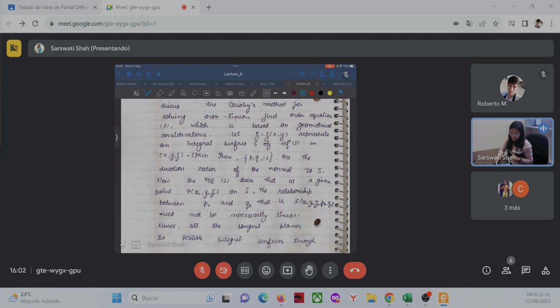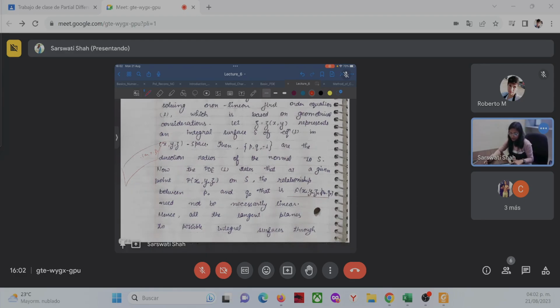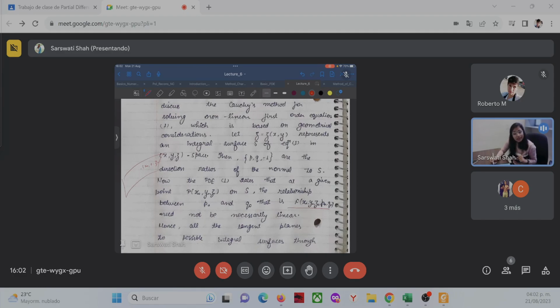Now the PDE states that at a given point, suppose this is the point x naught, y naught, z naught, you take the partial differential equation at this point and you express this. Since this is a non-linear partial differential equation, non-linear in P and Q, even at a single point it need not necessarily be linear. Suppose Q naught vanishes and P naught is the only function, it might be expressed as linear, but it might also be possible that it is not linear.